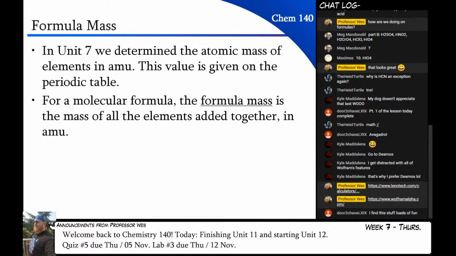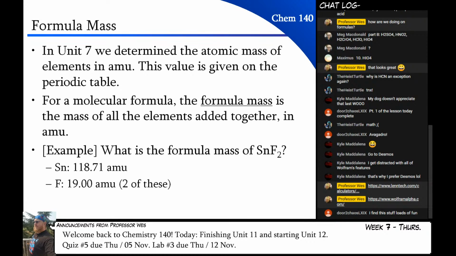What is an AMU? It was the mass of a proton or a neutron, roughly speaking. So a proton or a neutron would weigh roughly 1 AMU. They're a little bit more than that, but to 1 sig fig, that's fine. In fact, to 3 sig figs, it's about 1 AMU. If you want the mass of a formula, all you do is add all the masses of the elements together. So here's an example.